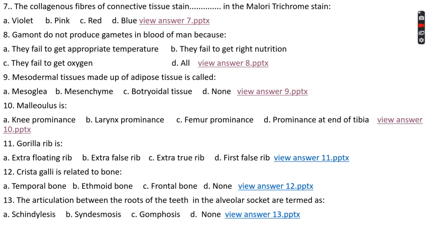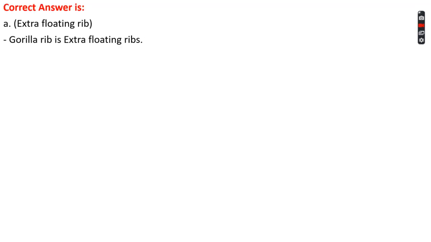Okay. Question number 11. Gorilla ribs is option A, extra floating ribs, option B, extra false ribs, option C, extra true ribs, option D, first false ribs. The right answer is option A, that is the extra floating ribs.